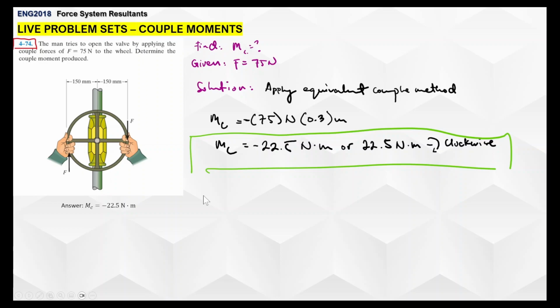If you want to try this again, kindly pause and rewind the video and try to solve it on your own so that you can get some practice and some muscle memory in you.